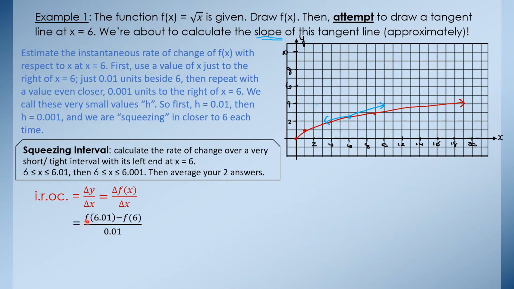I'm looking for how my y values change. So I want to know my function value at 6.01 and my function value at 6. And then the difference in x, x2 minus x1, will be 0.01. So we're going to go back up to the function in the question and sub in here. f at 6.01 means I'm going to sub in a 6.01 there, and then subtract, going back up to my function again and subbing in a 6. And my denominator, I already know what that is, it's 0.01.